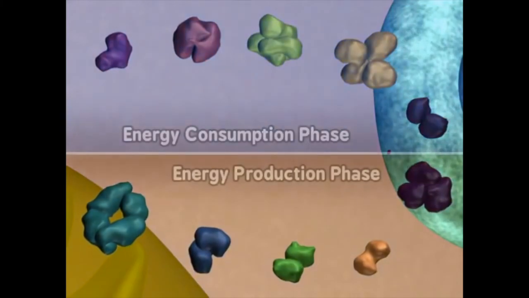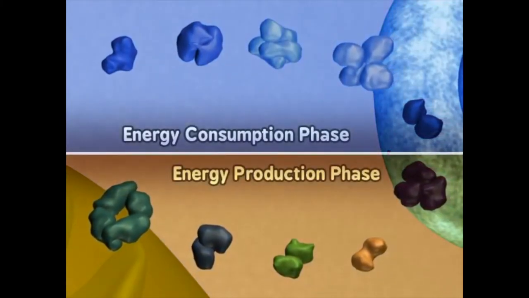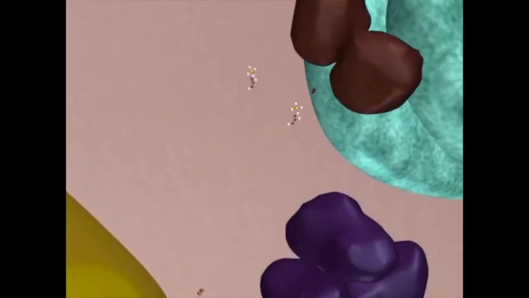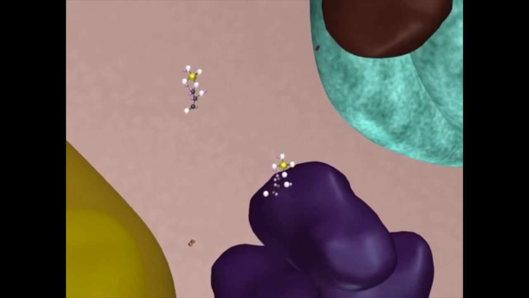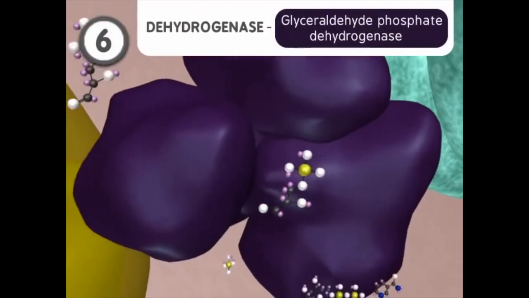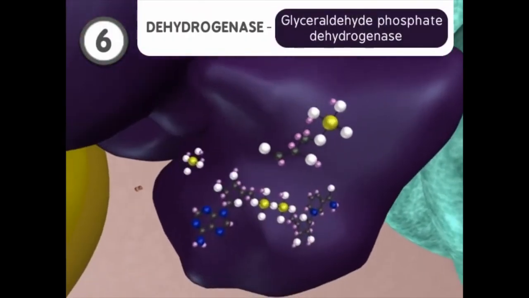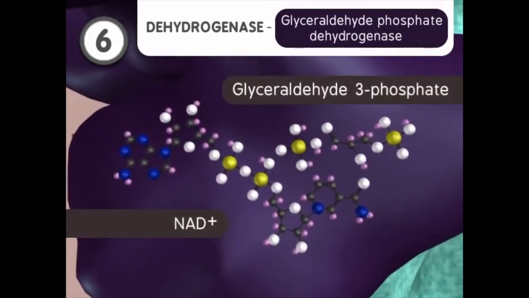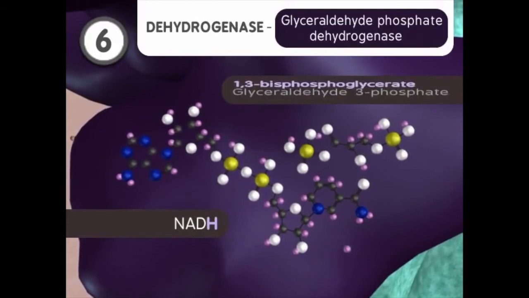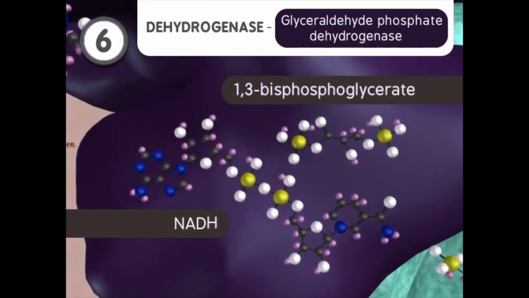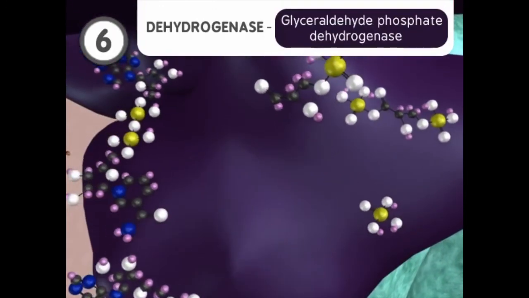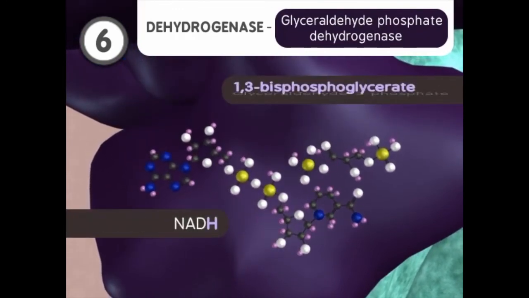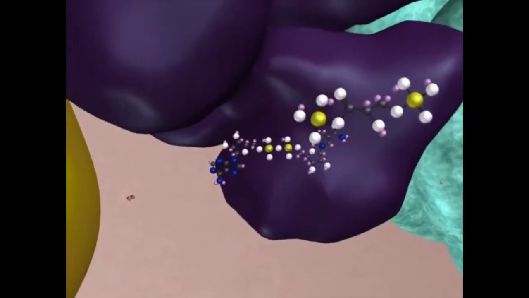The next five steps of glycolysis are the energy-producing phase. In step 6, both glyceraldehyde 3-phosphates are oxidized to 1,3-bisphosphoglycerate by a dehydrogenase. This step produces 1 NADH for each oxidized glyceraldehyde 3-phosphate, for a total of 2 NADHs. These NADHs are later used to produce more ATP for the cell.